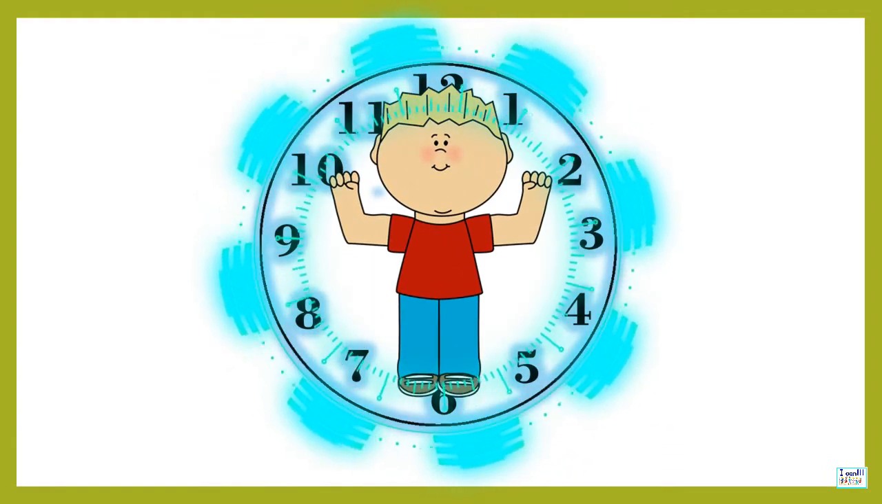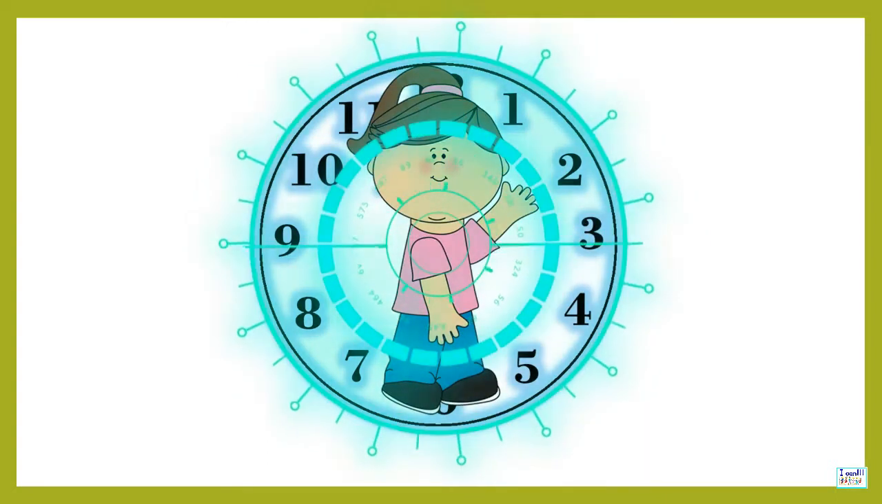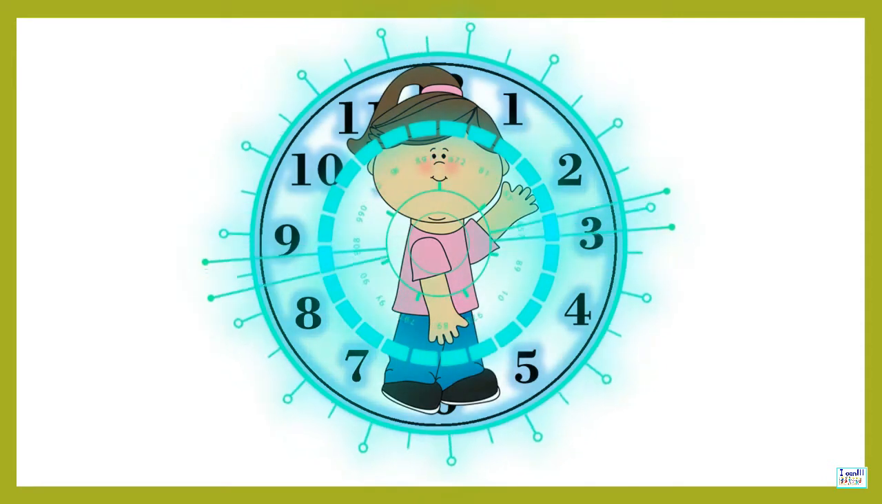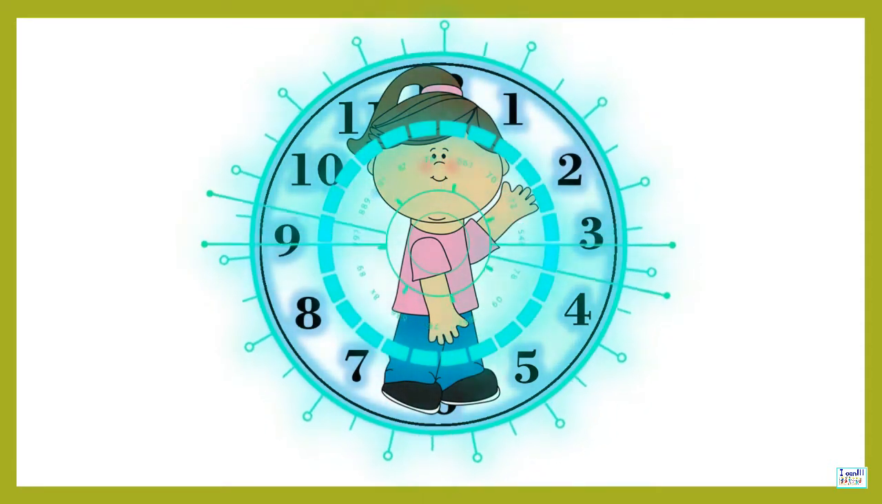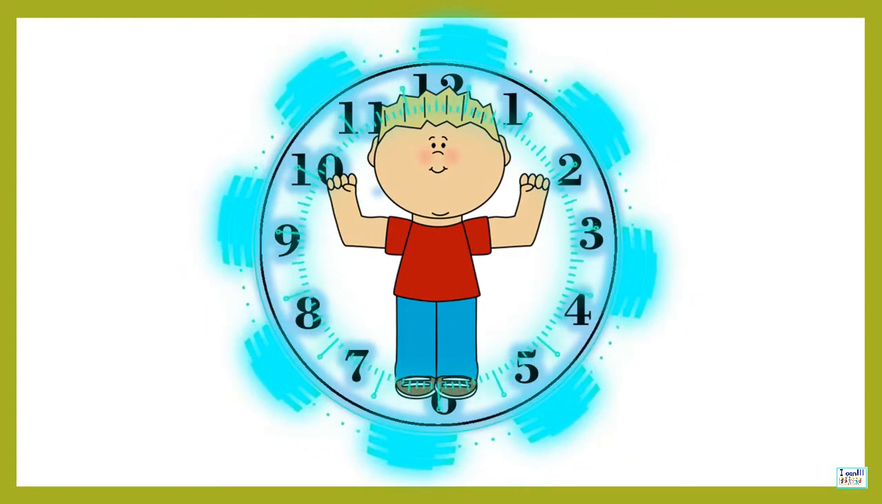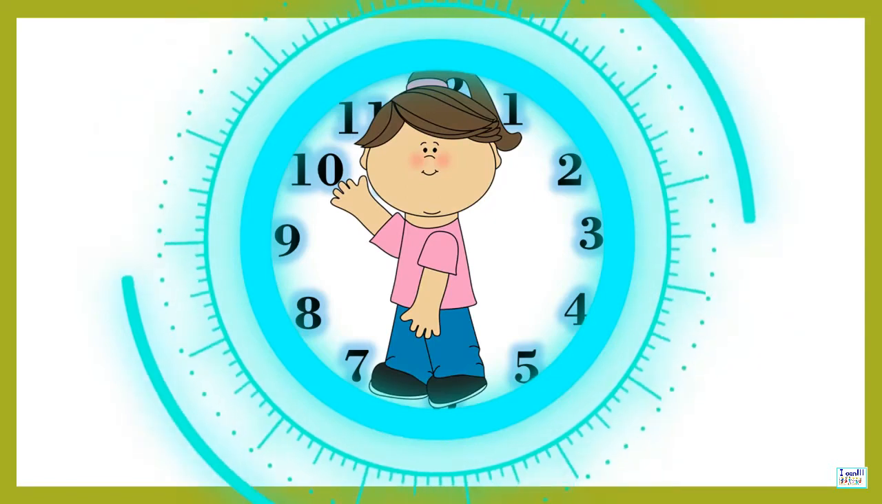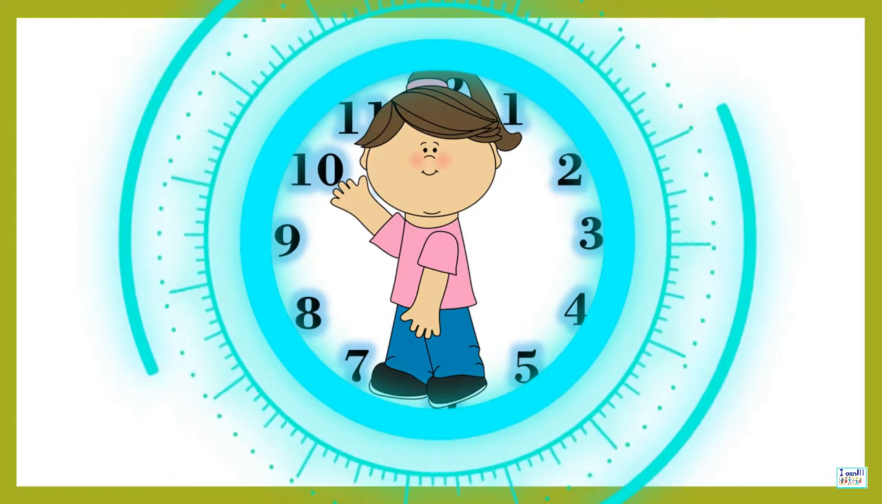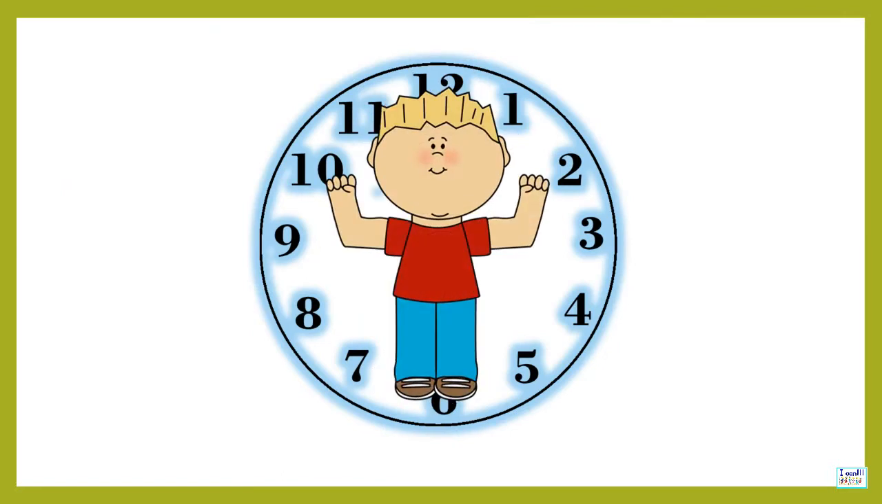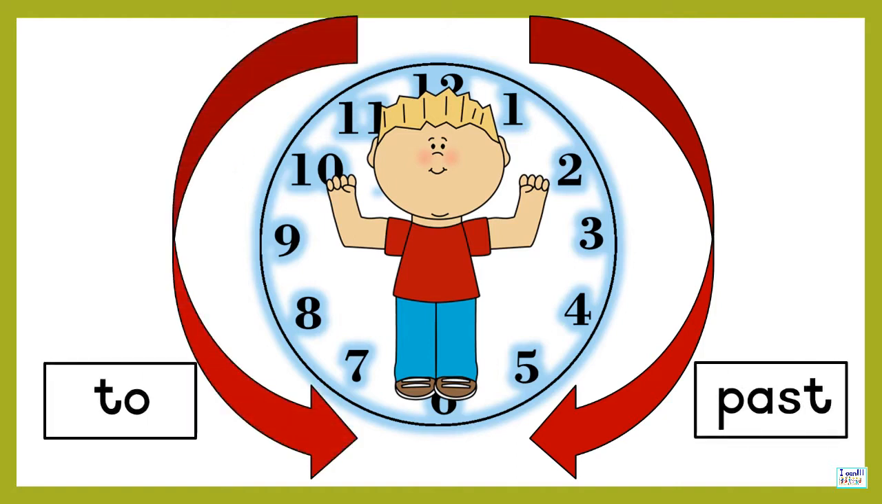Stand right in front of the clock with your arms in the air. Move your right arm from the top right around to your middle and shout, past! Stand up straight with your arms in the air. Now move your left arm from the top right round to your middle and shout, to! Now you've experienced past and to with your body. Past! And to. Let's exercise it a little bit more.